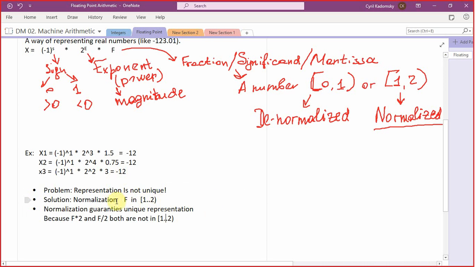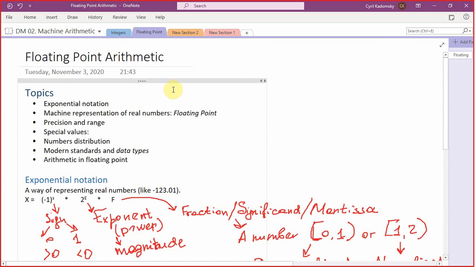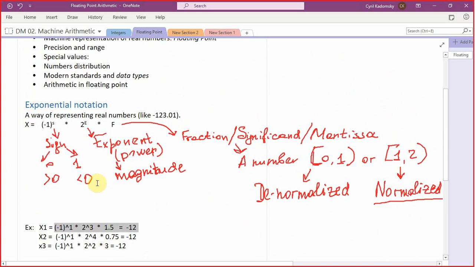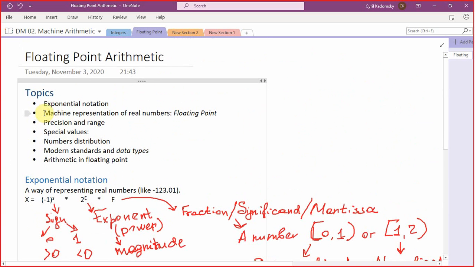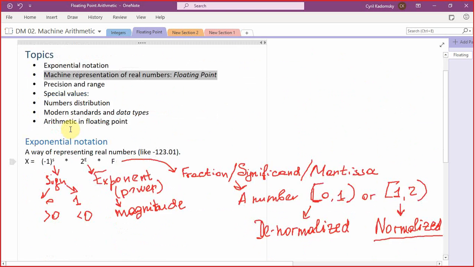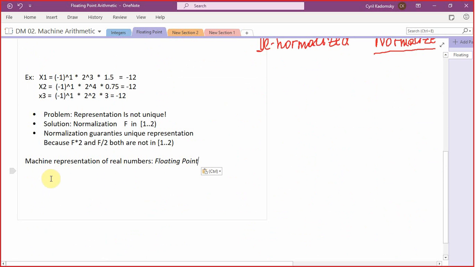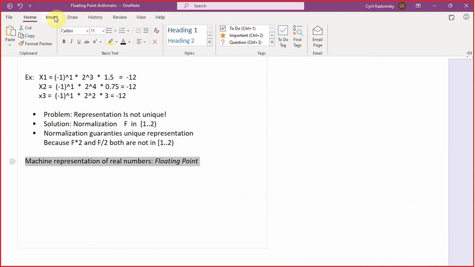So there is only one representation that matches the requirement for normalization, in this case this one, and that is all that we're gonna need from usual math for our floating point arithmetics. Just this exponential representation. So now it's time to see what floating point representation really is. So the floating point representation is the next topic.